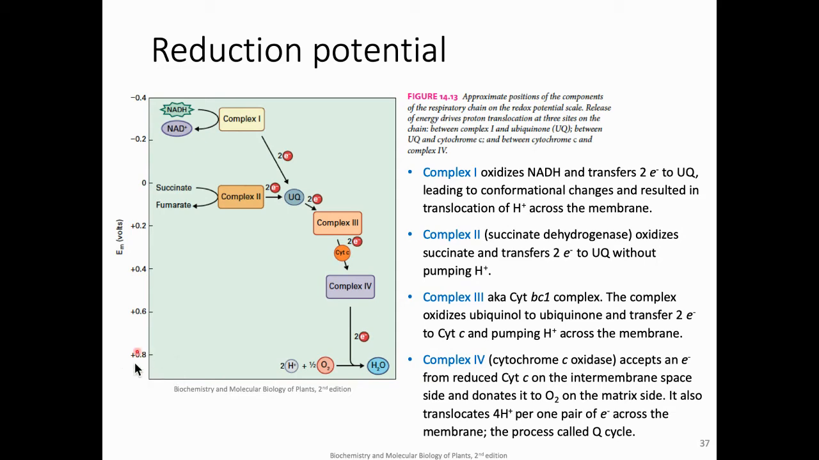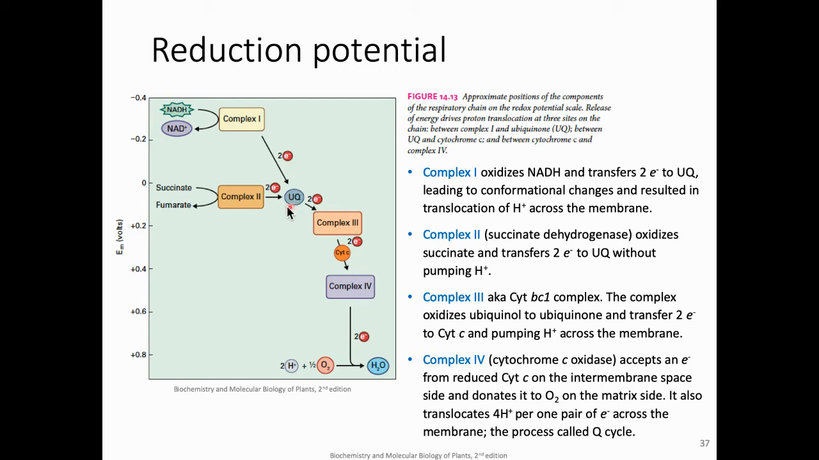We call it oxidizing power. This one has stronger oxidizing power, and the upper one has stronger reducing power. It can reduce other components better. So NADH has the strongest reducing power, and gives electron to complex 1. Complex 1 will lose electron to plastoquinone, and succinate or FADH2 will give 2 electron to complex 2. Complex 2 will transfer those electrons to plastoquinone.